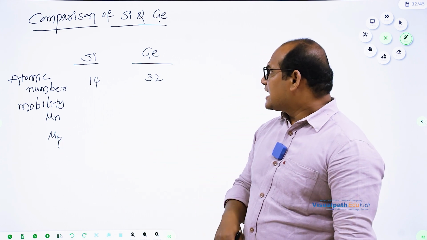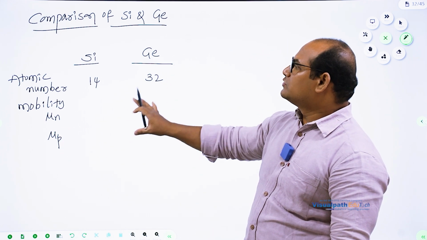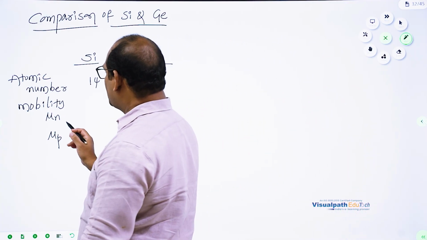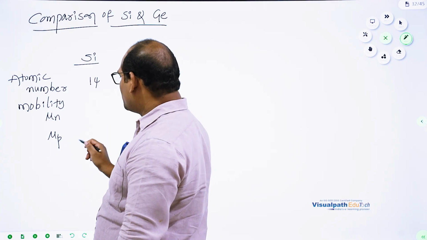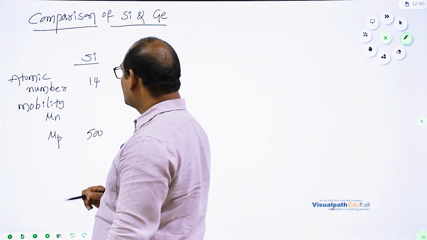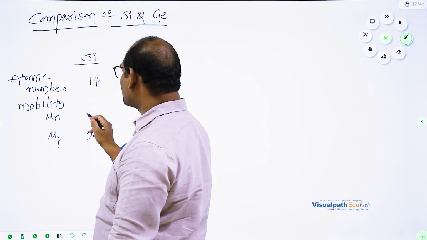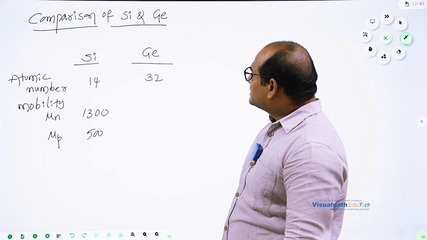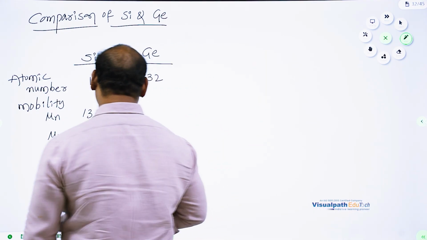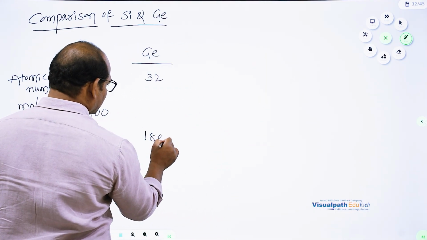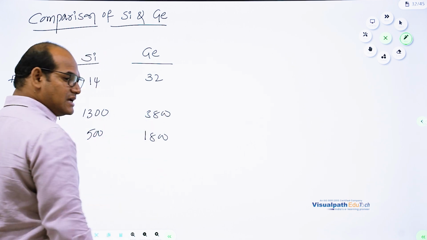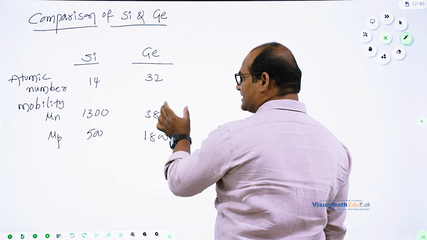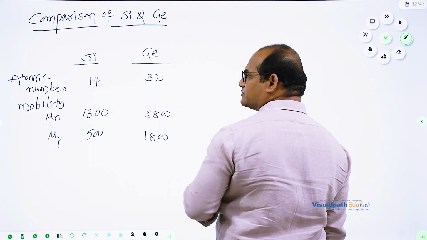And for silicon and for germanium, how the mobility of the electrons and mobility of the holes are available, we have to know. In case of silicon, mobility of the holes is 500, and mobility of the electrons is 1300. And the related values with respect to germanium are 1800 and 3800. 1800 is the mobility of the holes in germanium. 3800 is the mobility of the electrons in germanium.